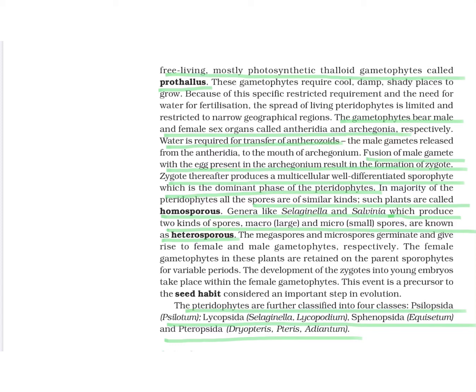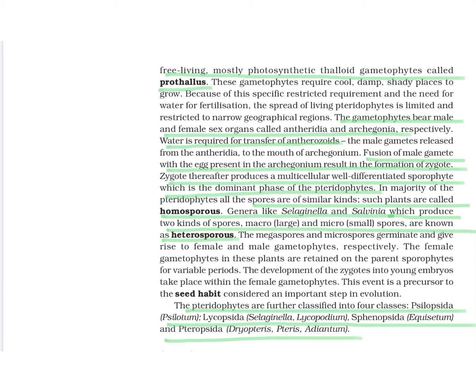Then the gametophyte bears male and female sex organs, which are known as antheridia and archegonia respectively. Antheridia are male reproductive structures and archegonia are female reproductive structures. So these words are familiar. We have learned the same concept in bryophytes. Here, water is required for transfer of antherozoids. So the male gametes are released from the antheridia and reach the archegonia, then fusion takes place and the zygote is formed.